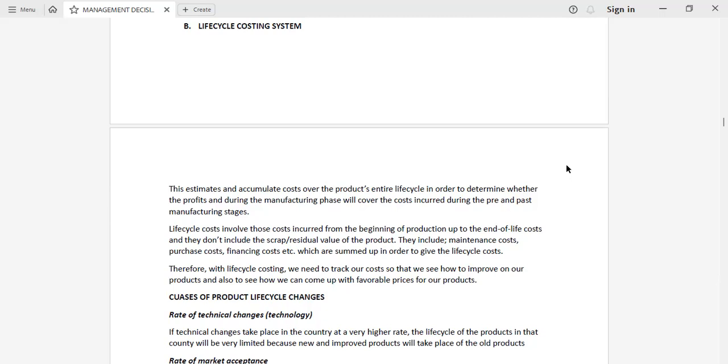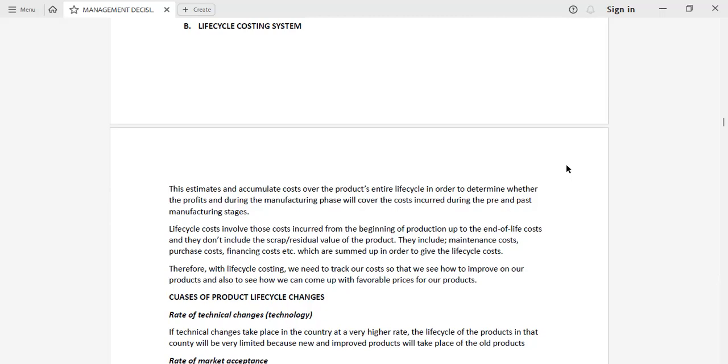So that's what we can talk about as far as the stages of life cycle or the product life cycle. But when you're talking about life cycle costing, we need to track our costs so that we can see how to improve on our products and also see how we can come up with favorable prices for our products.